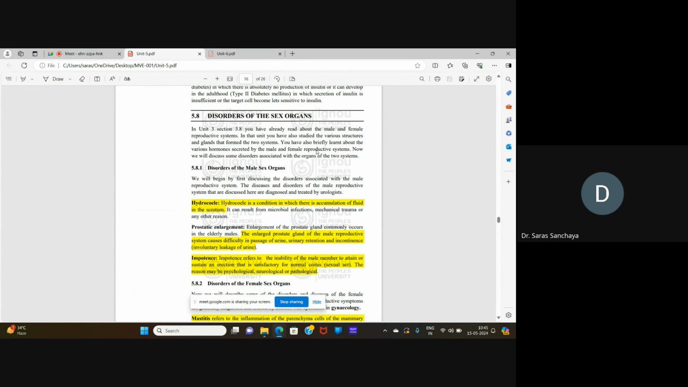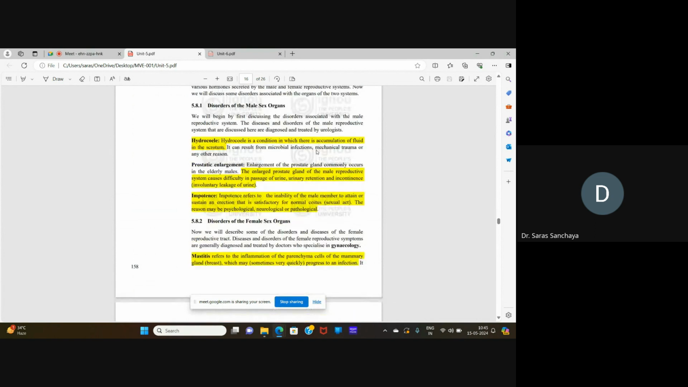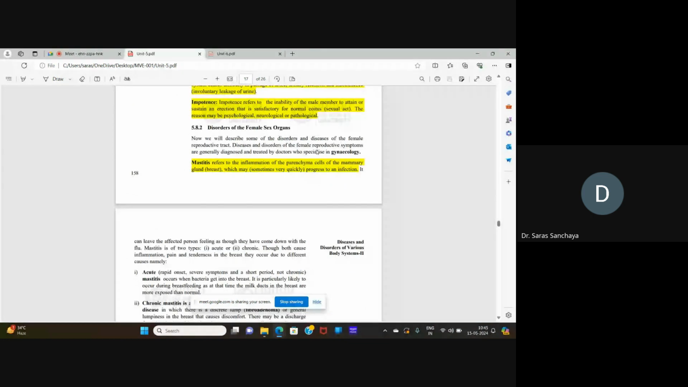It mainly occurs in elderly males above 60 to 70 years of age. Impotence. Impotence refers to inability of the male member to attain or sustain an erection that is satisfactory for normal coitus. The reason may be psychological, neurological, or pathological. Now, disorders of female sex organs.